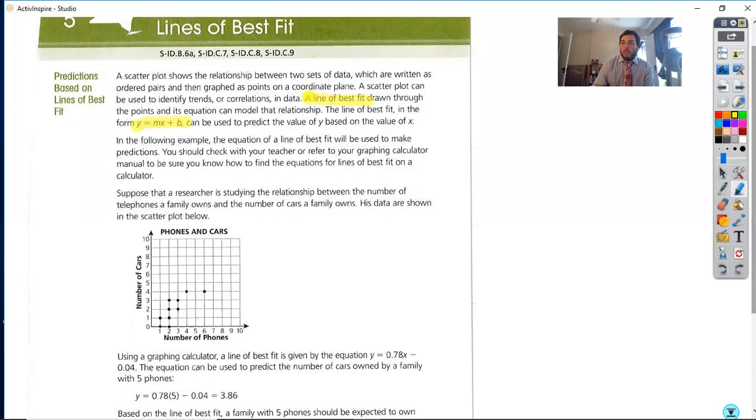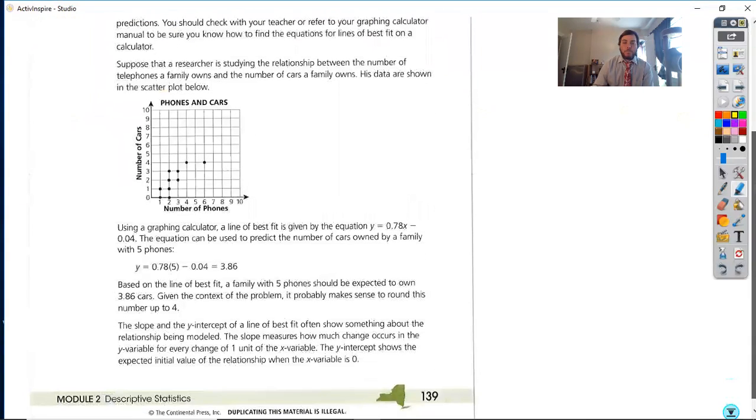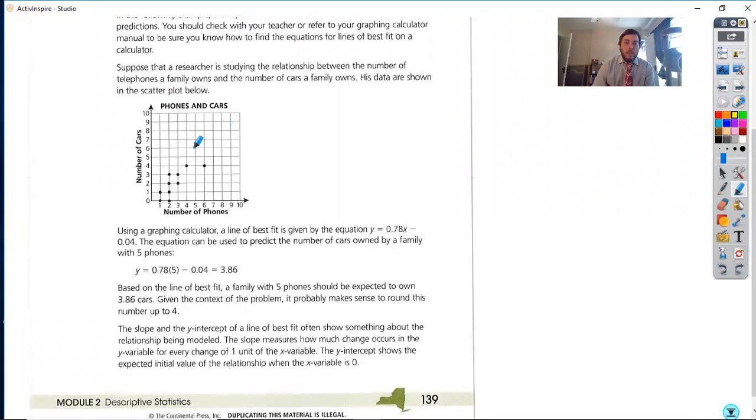So let me scroll down here a little bit. So here we're looking at data, and we have number of phones and number of cars. So it says, using a graphing calculator, a line of best fit given by the equation y equals 0.78x minus 0.04. So what they did, right, is we're going to look at this as a different problem, but they put in all of these different points into a table on the calculator, then calculated using one variable statistics, the line of best fit, right?